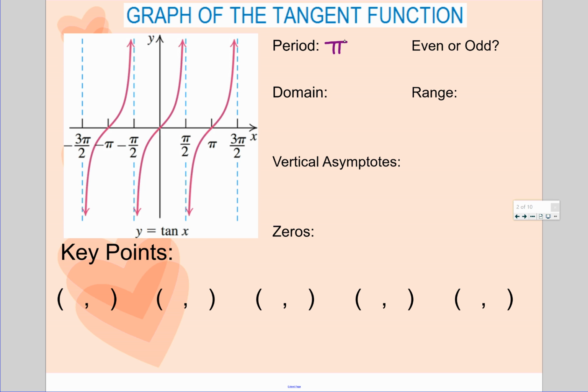Okay, even or odd? So even is where we reflect it over the y-axis. Odd is where we flip it upside down. What do you think? This guy is odd.